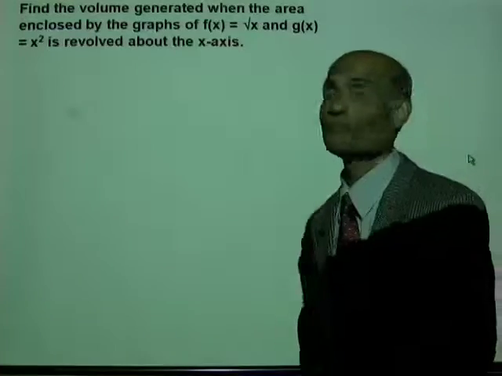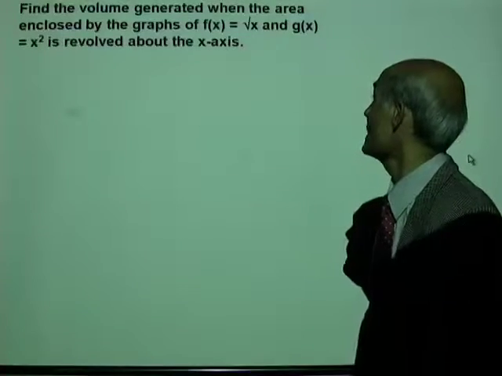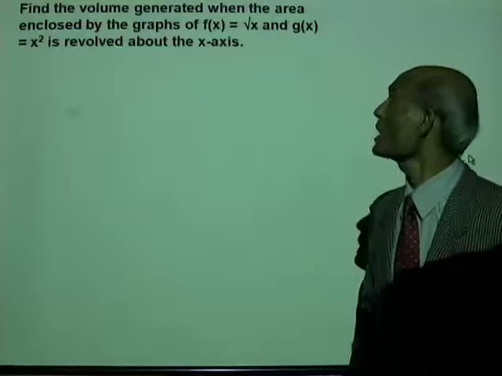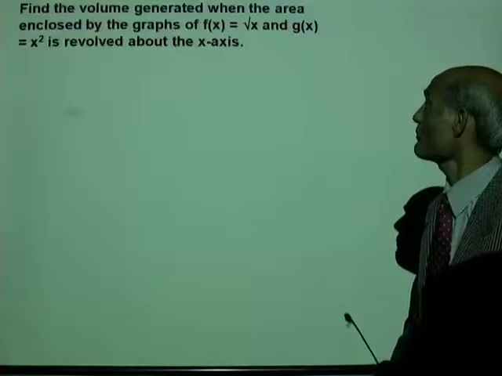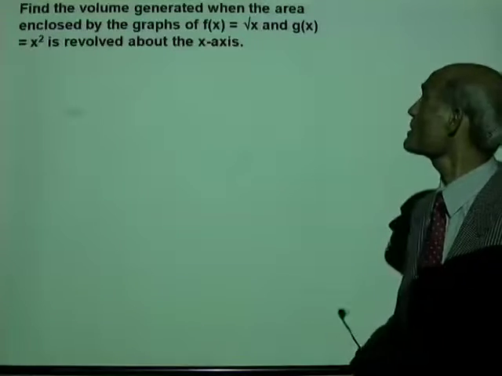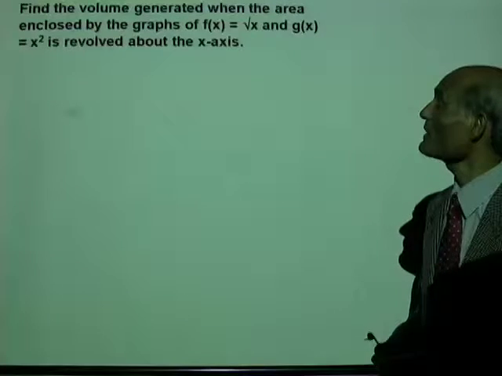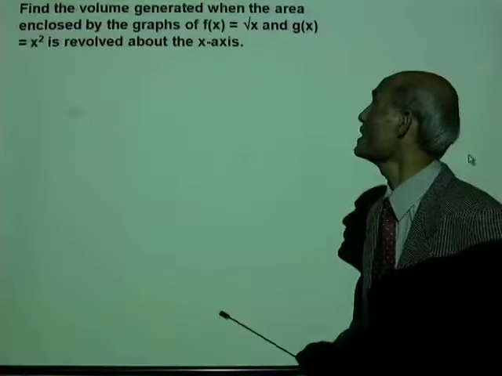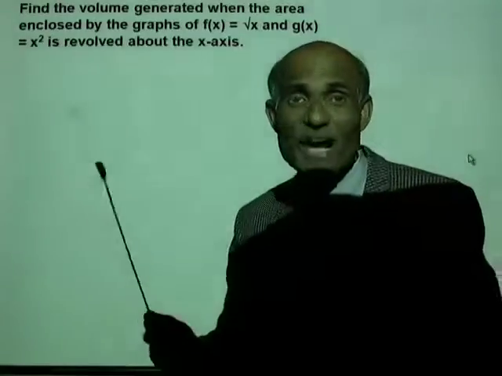Now, let's do a problem. Find the volume generated when the area enclosed by the graphs of f of x equal to square root of x and g of x equal to x squared is revolved about the x-axis.